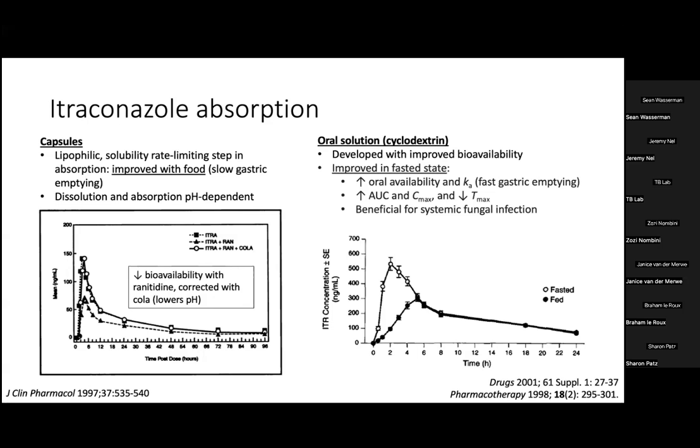Recognizing this, an oral solution was formulated together with the vehicle cyclodextrin with improved bioavailability. And the bioavailability, because it was now more hydrophilic, was improved in the fasted state. And you can see, I think this was a crossover study, patients who received the itraconazole solution in the fasted state, in the open circles, had a much higher Cmax, a much earlier time to achieving the maximal concentrations, and overall a much higher exposure with an AUC. And this is clearly beneficial for patients with systemic fungal infection who often have difficulty eating and vomiting, and therefore taking a tablet on an empty stomach is desirable.